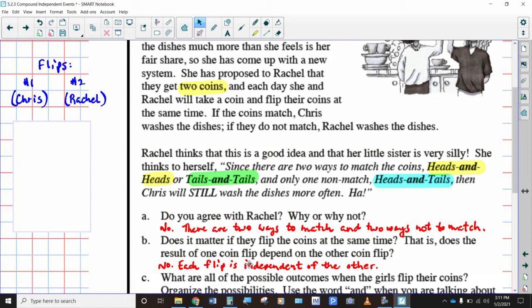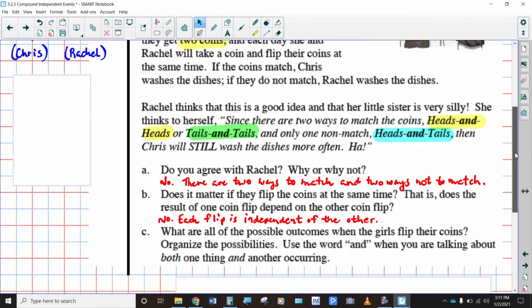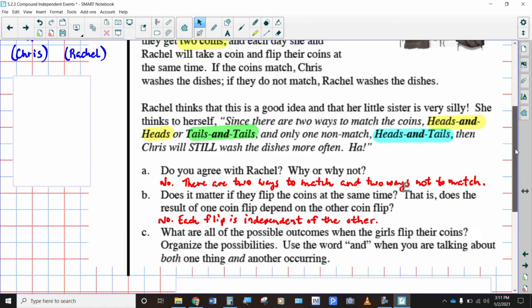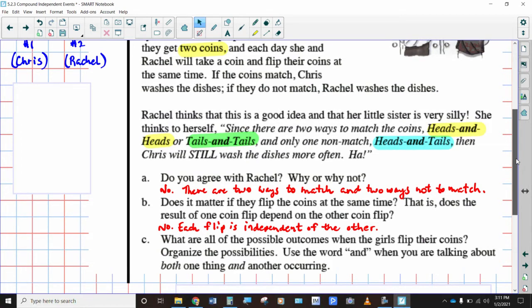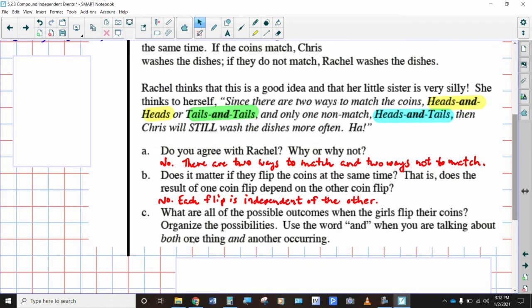Each flip is independent of the other. Okay, so what we need to do now is organize all of the possible outcomes of their flips. It says here, use the word "and" when you're talking about both this and that occurring. So when we actually write the probabilities and write out the explanations, we'll make sure that we include this terminology.